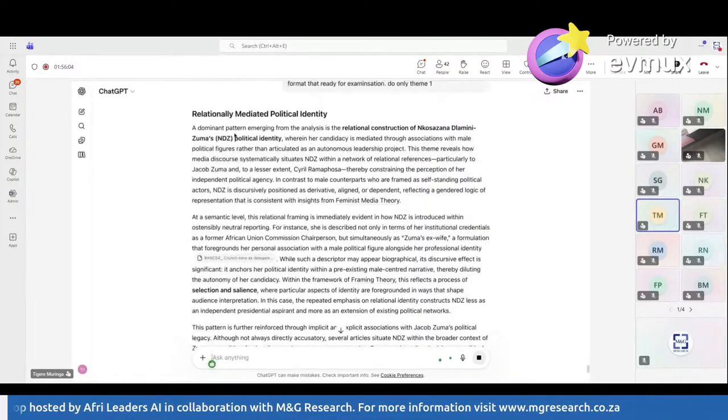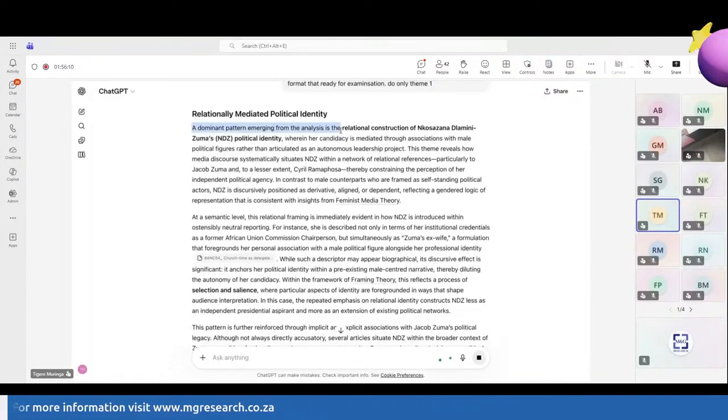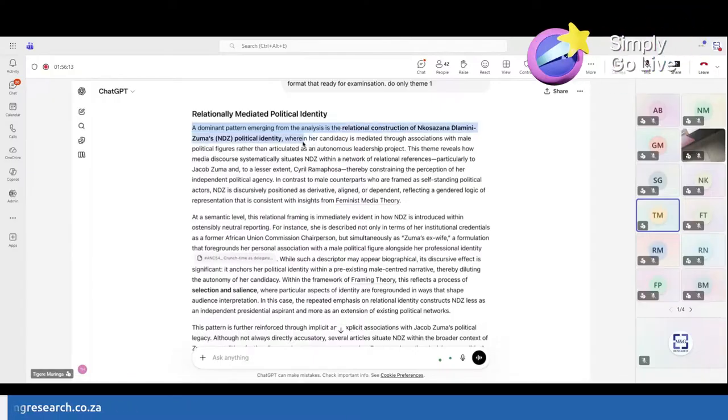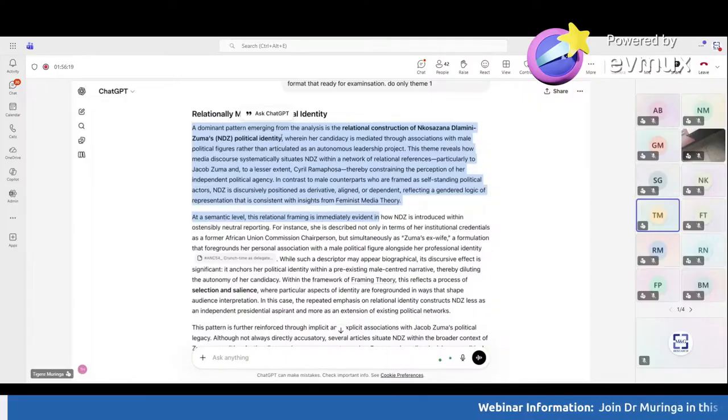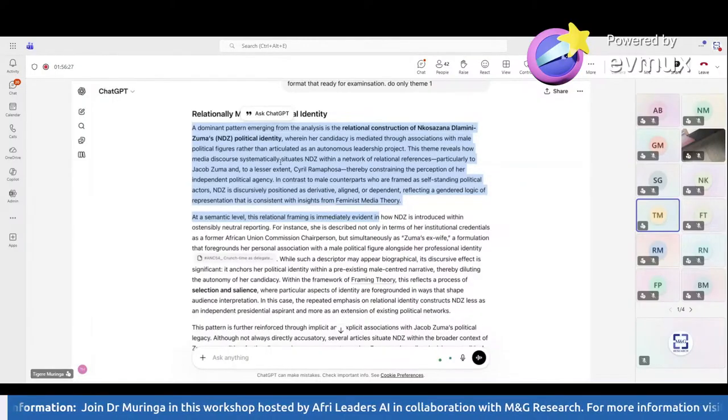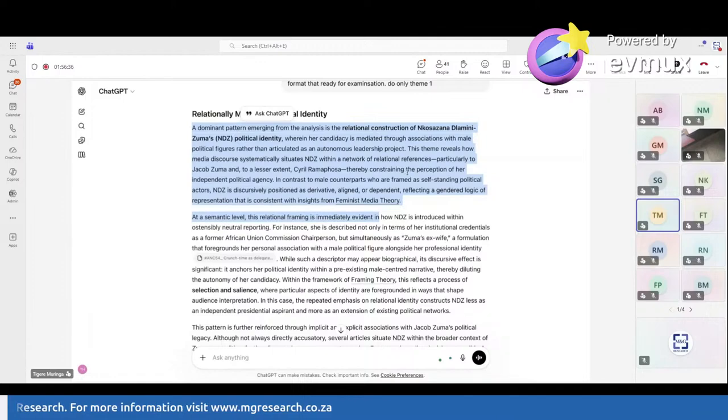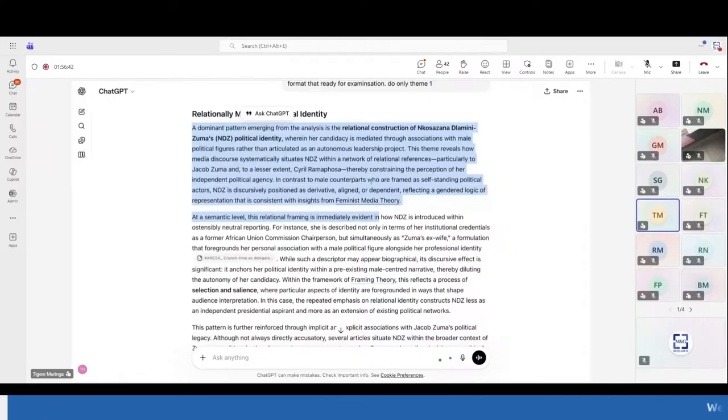So it says: relationally mediated political identity, a dominant pattern emerging from the analysis, the relational construction of NDZ's political identity, wherein her candidacy is mediated through association with male political figures rather than articulated as an autonomous leadership project. This theme reviews how media discourse systematically situates NDZ within a network of relational references, particularly Jacob Zuma, and to a lesser extent Cyril Ramaphosa, thereby constraining the perception of her as an independent political agent, in contrast to male counterparts who are framed as self-standing political actors.